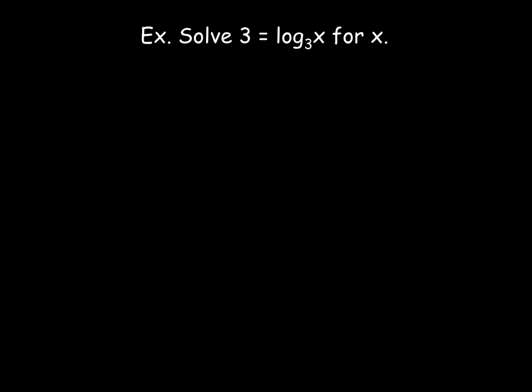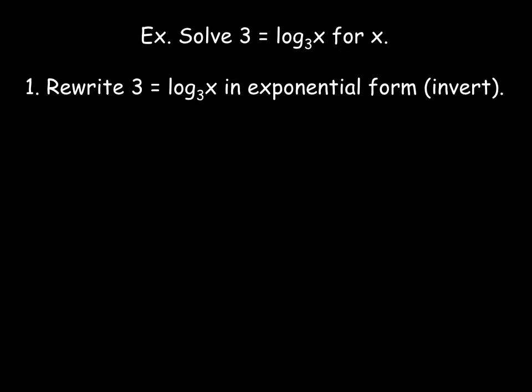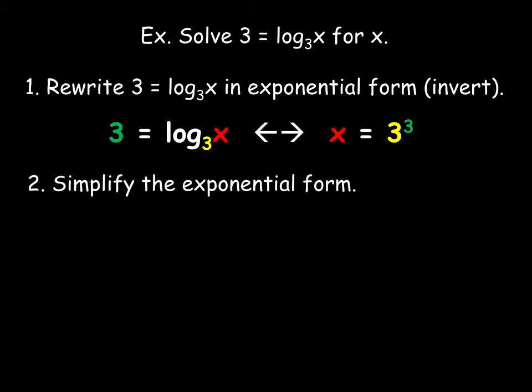Example, solve the equation 3 equals log base 3 of x for x. Step 1, rewrite in exponential form, that is, invert. 3 equals the log base 3 of x if and only if x equals 3 to the third power. Step 2, simplify the exponential form. 3 to the third power equals 27. The solution is x equals 27.